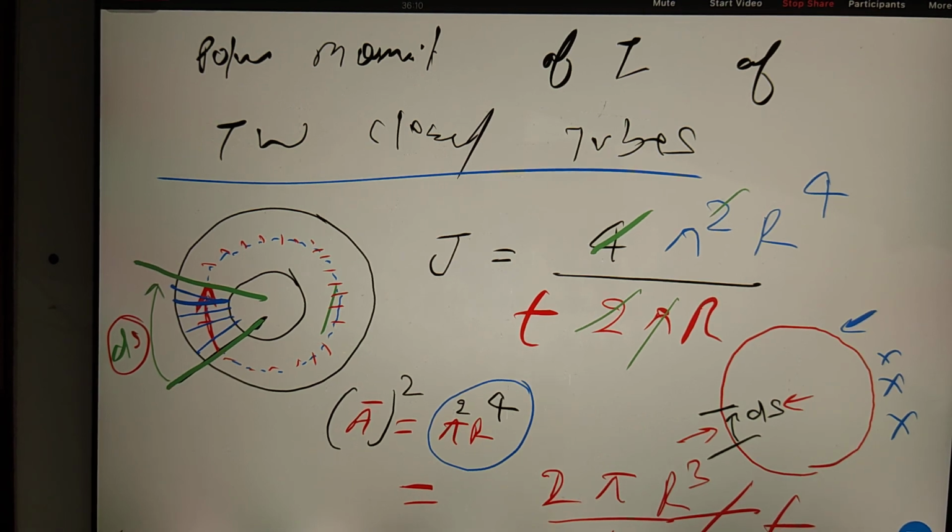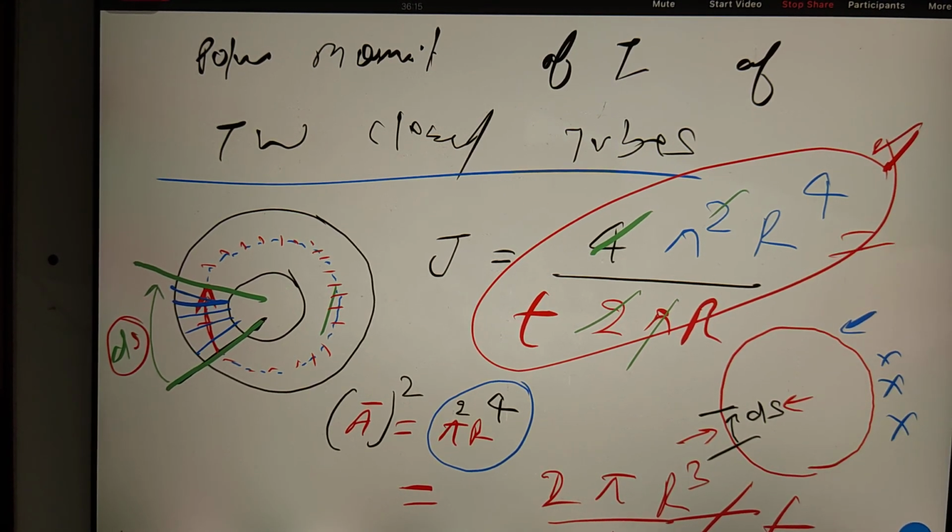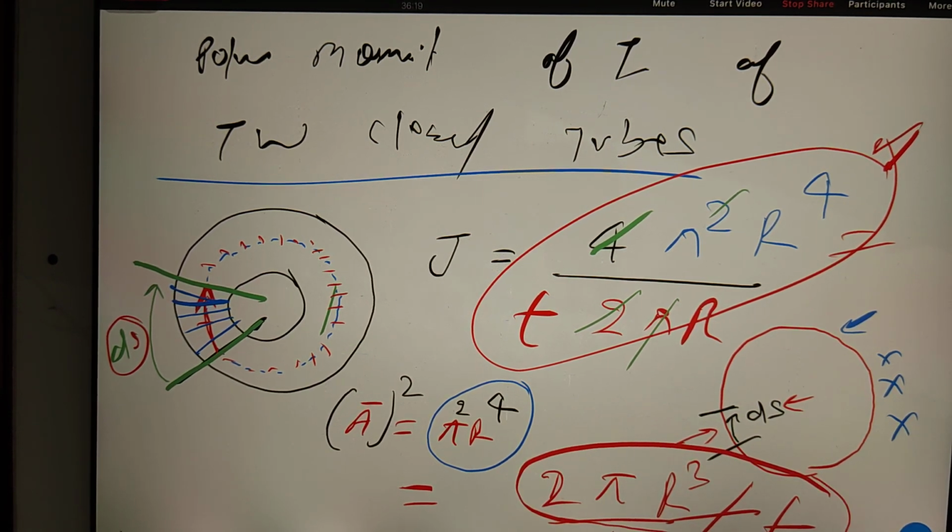I hope you got it, right? Is there any mistake in this solution? No mistake. Even if I make a mistake, just take care, because it is a simple calculation part. Done. So this 2 pi r cube by t became the formula of polar moment for this shape, right?